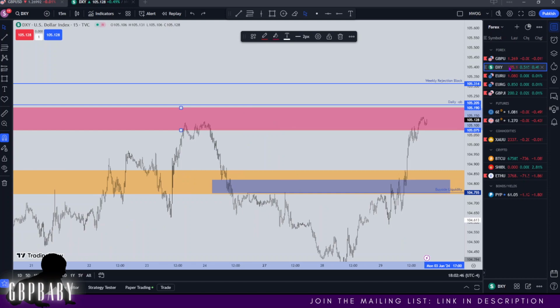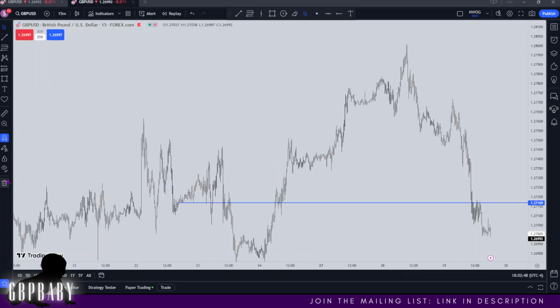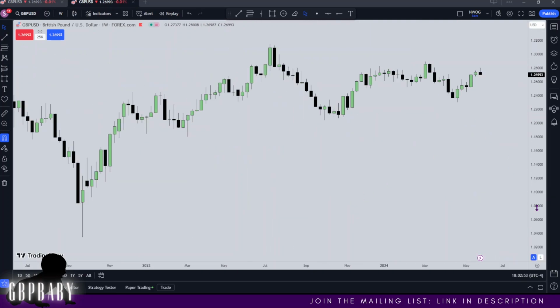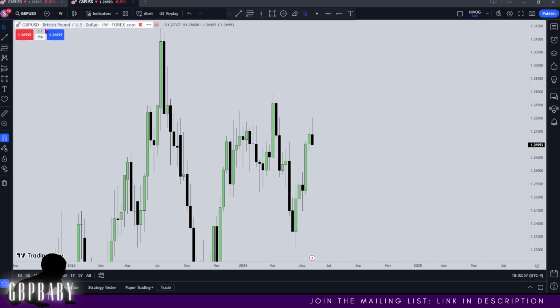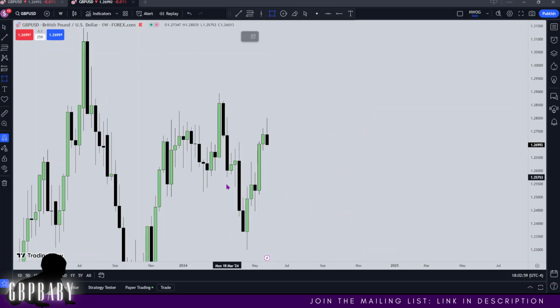Let's now head over to GBP USD, and we'll start here. I think I've removed everything. I have, apologies, and we'll start here on the weekly. So we have a fair value gap down here on the weekly that price now may be trying to reach for.